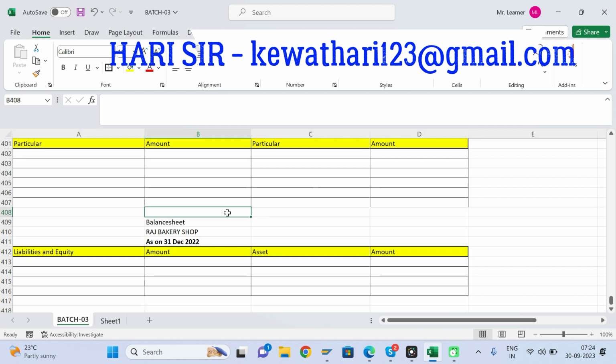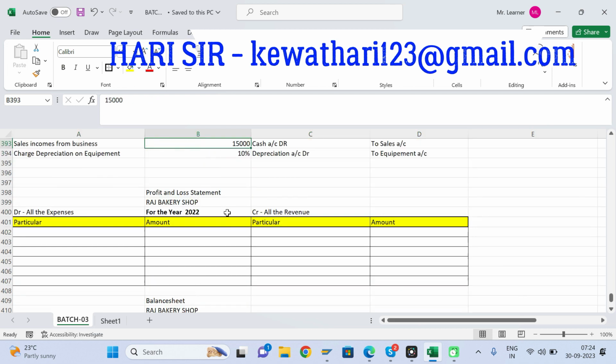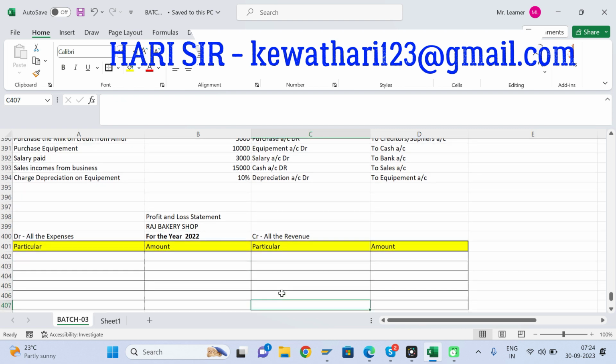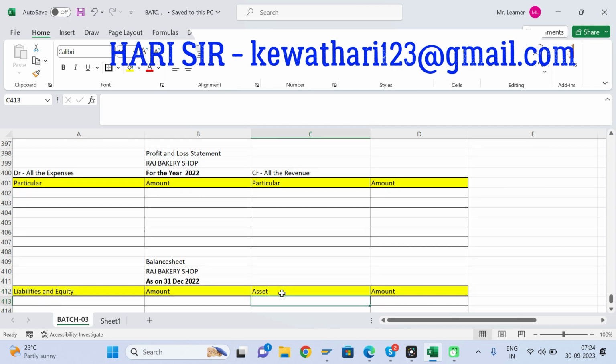Okay, so this is how. Now see each transaction and identify whether it is a balance sheet item or a P&L item. So the cash account is your balance sheet. So put it on the balance sheet side, and cash is in the debit. So you have to put plus.